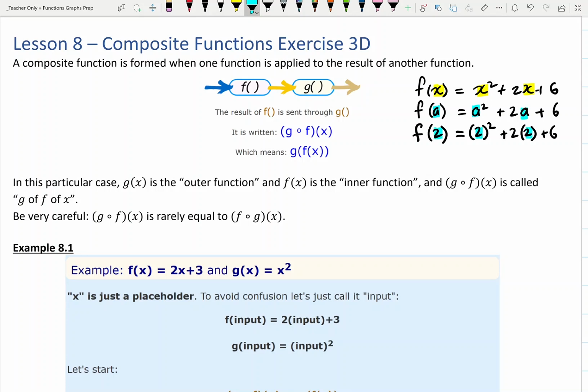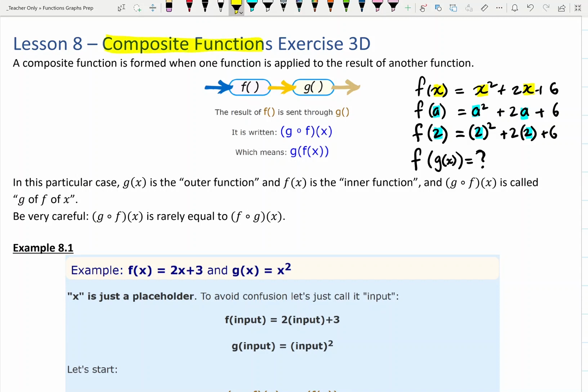What we're having a look at today is, what do we do if the thing that gets substituted into the bracket is some other function? What does that end up looking like? And that's this idea of composite functions.